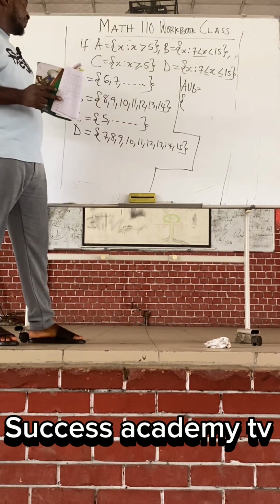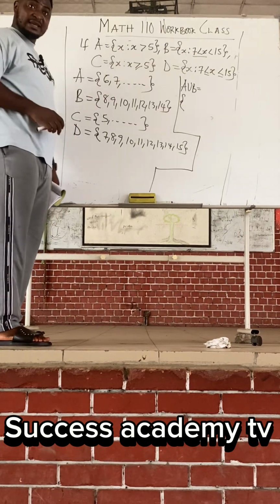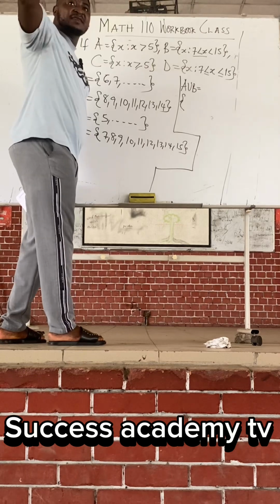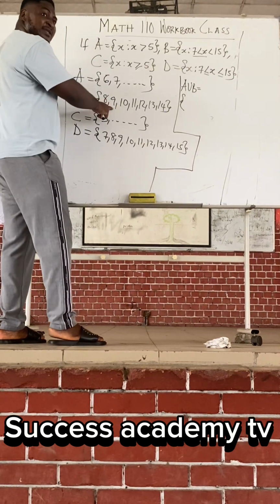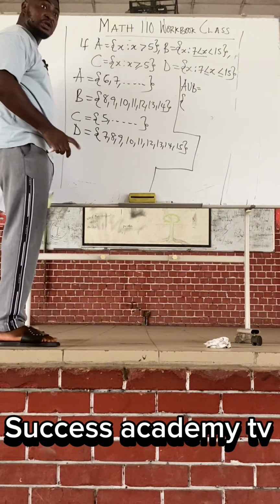What do I mean by without any repetition? Class, does set A have 9? Is there 9 in set A? Yes, because set A is 6, 7, 8, 9 till infinity, right? Set B also has 9, right? So you want to join set A to set B, you will not mention 9 twice. Once you have mentioned 9, you have mentioned.